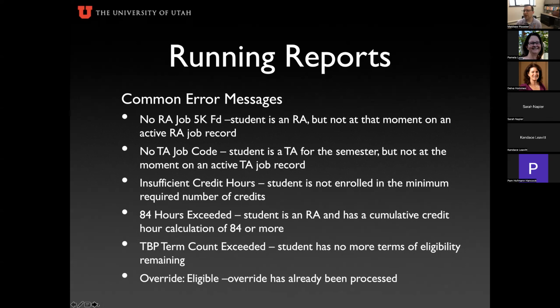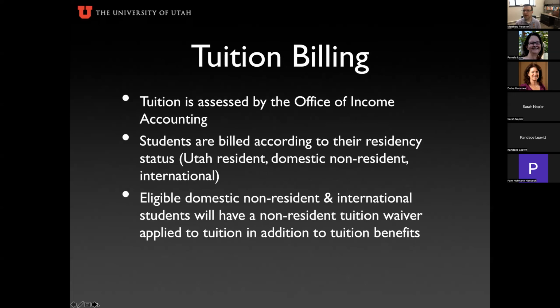And then override eligible. So if a student requires an override for whatever reason, you'll see override eligible. That means that the override has already been processed and you can go ahead and disregard those error messages. Tuition billing. So the tuition is assessed not by my office. I do get that question a lot. I do not post the tuition. This is done by the tuition office or the Office of Income Accounting.